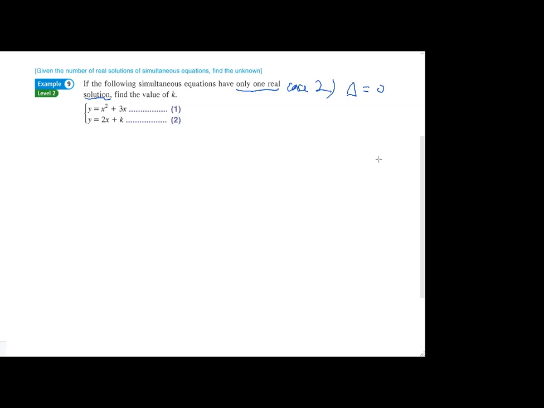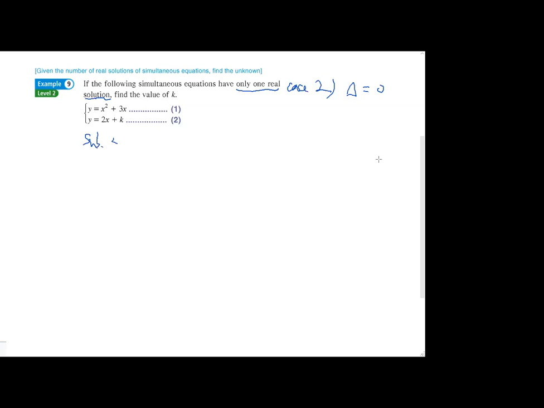Equation 1 has a square term. Equation 2 has no square term. So we will start with the one with no square term, that is equation 2. But equation 2 has a subject, y, so we do not need to change the subject now. We just need to substitute.